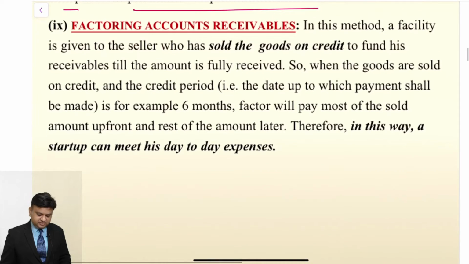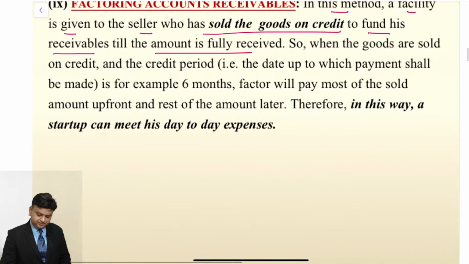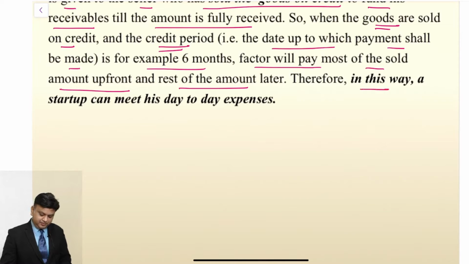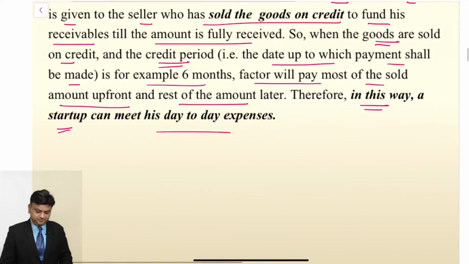Factoring is extremely simple. In this method, a facility is given to the seller who has sold goods on credit, to fund his receivable till the amount is fully received. So when goods are sold on credit, the credit period, that is the date up to which the payment shall be made, is for example 6 months. The factor will pay most of the sold amount upfront and the rest later on. In this way, a startup can meet its day-to-day expenses.